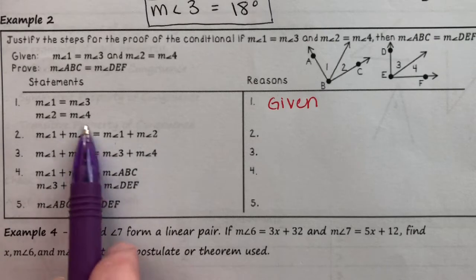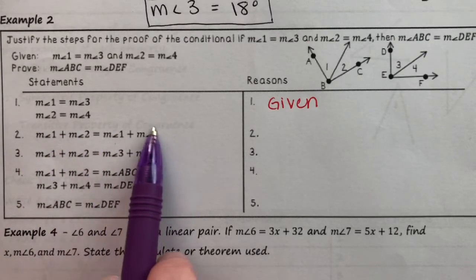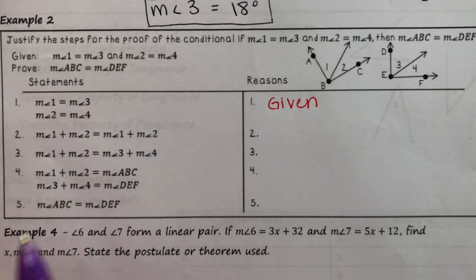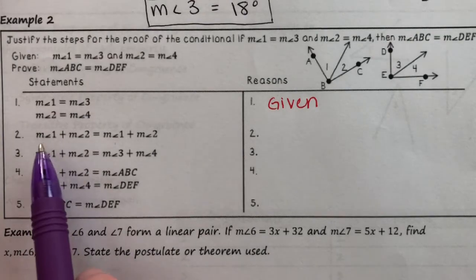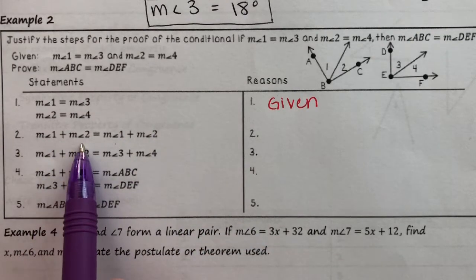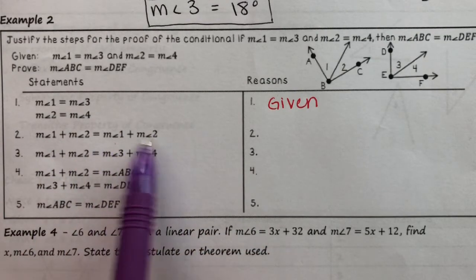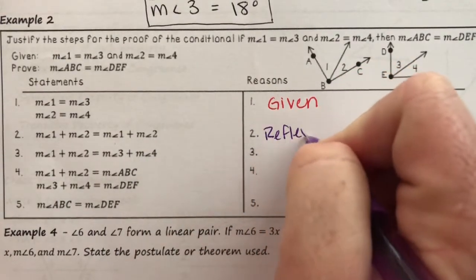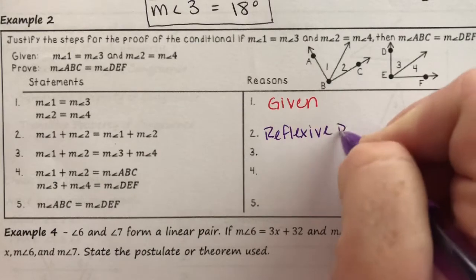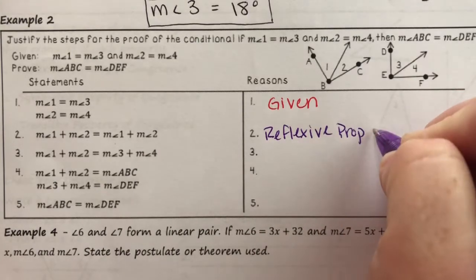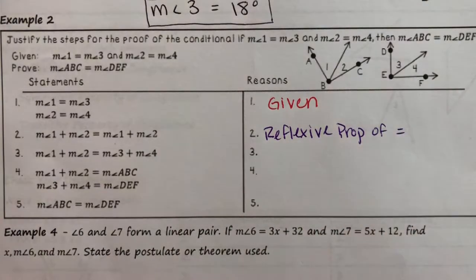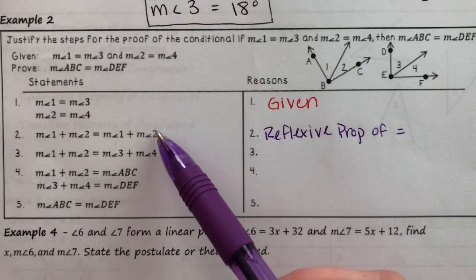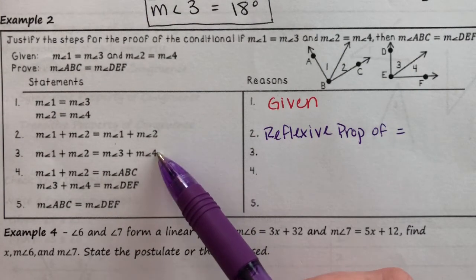When one side of our equal sign matches the other side exactly, like A equals A or 10 equals 10, this is the same thing. Angle 1 plus angle 2 equals angle 1 plus angle 2. They look the same. So my rule that I'm using here is the reflexive property of equality, and I'm going to abbreviate it there: reflexive prop of equality.